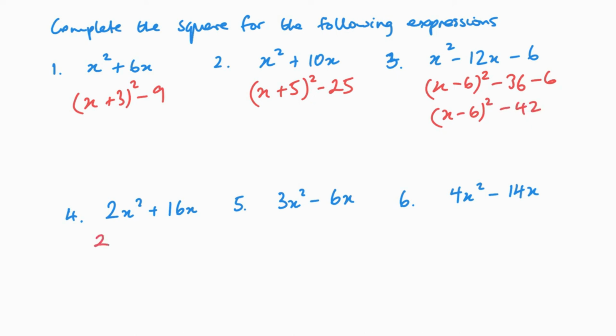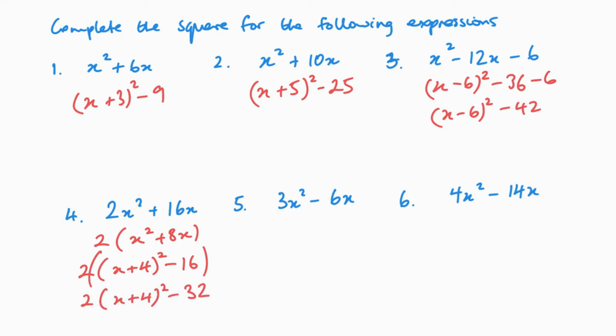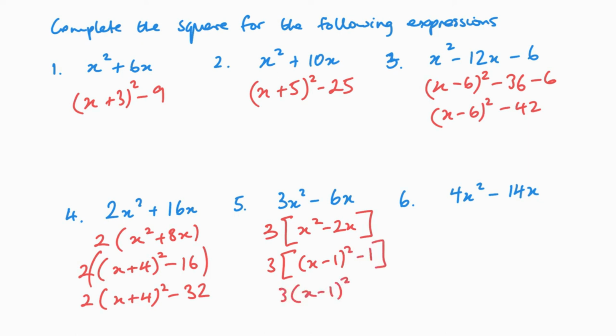Taking the 2 out first, x squared plus 8x, so you can see that this is then going to be x plus 4 squared minus 16, so 2 times x plus 4 squared minus 32. Again with this one, taking the 3 out, I'll do this one with the square brackets. So we get x minus 1 inside, squared, minus 1. So 3 times x minus 1 squared minus 3.